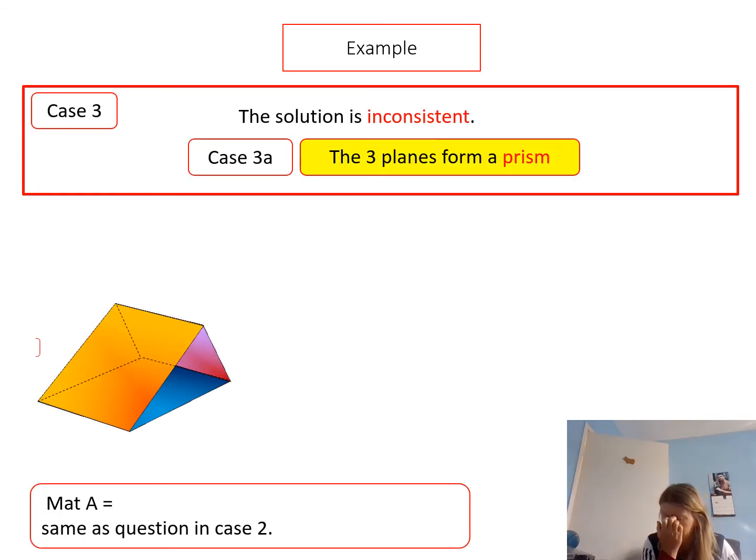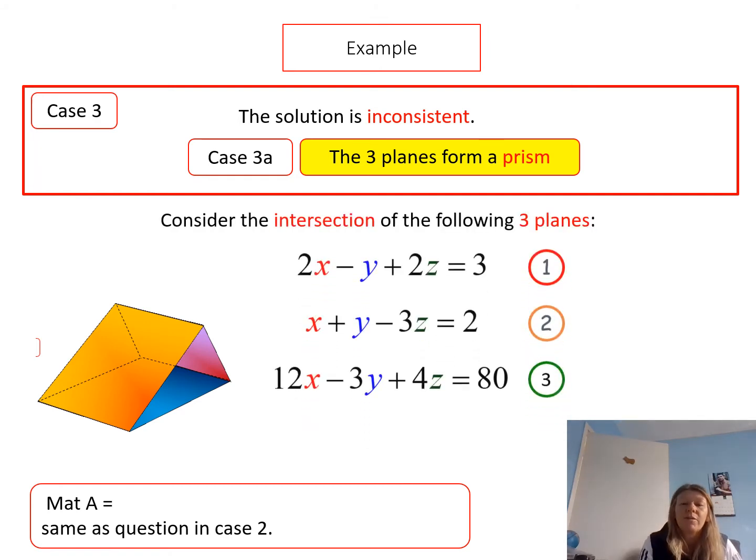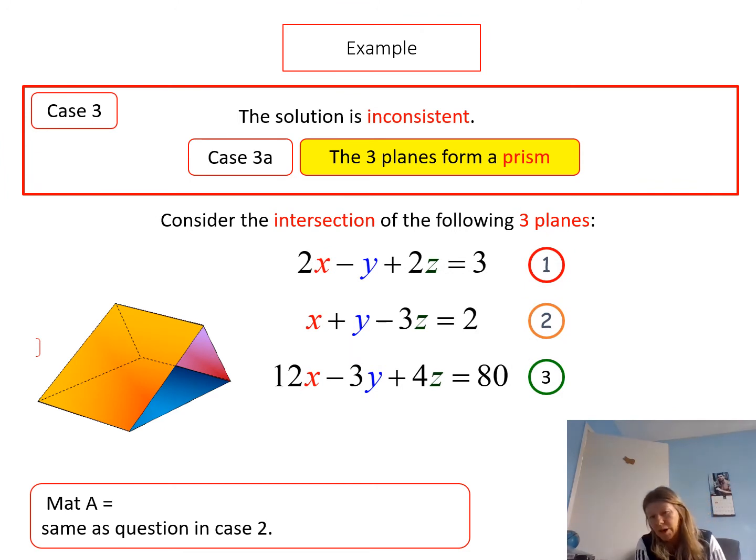Right, next case. But it's not going to be a sheaf this time. It could be what we call a triangular prism. There he is, that lovely picture there. So we've got 3 equations again, pretty similar. If you remember the last question we just did, the third equation equals 80, not like it.